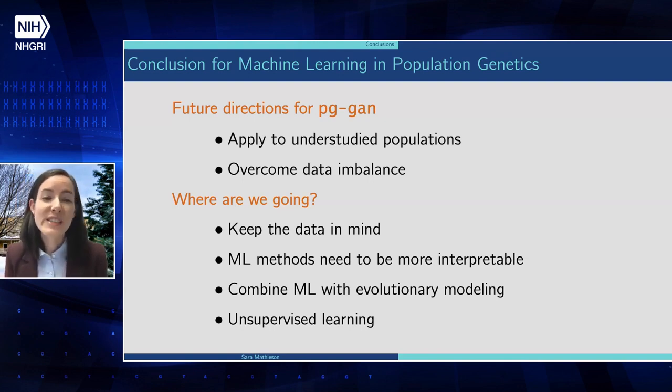I think we really need machine learning methods to be more interpretable. We don't really know what these CNNs are learning yet. And I think there are a lot of opportunities to combine machine learning and evolutionary modeling, so it's not one or the other. And finally, I think we need to think more about moving away from simulations too, and thinking more about unsupervised learning and learning from the real data directly.